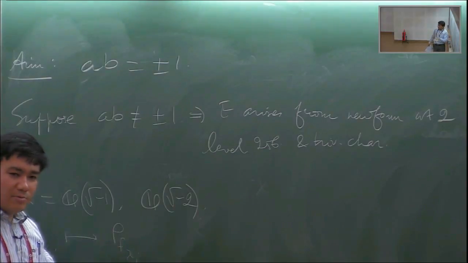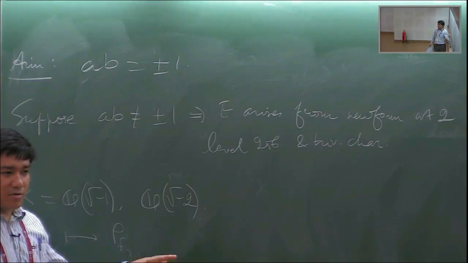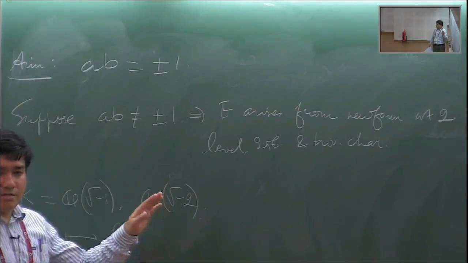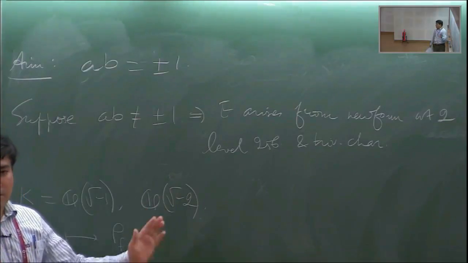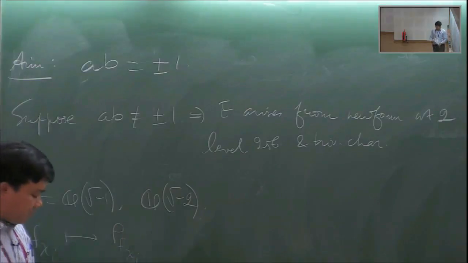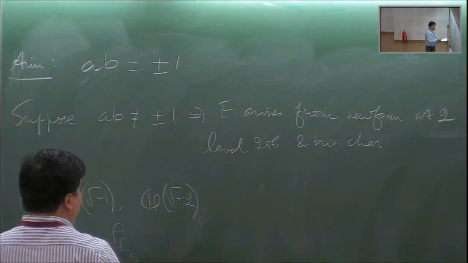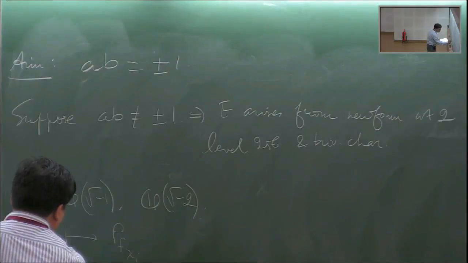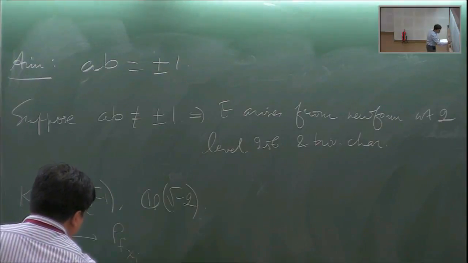Then the images are all well known. It's either GL2, or, if it contains SL2, then it will be the whole of GL2. Otherwise it's the normalizer of a split Cartan and so on, or otherwise it's reducible. So the images of this mod p are well known. Using that, you can knock off some cases, and finally you are left with only two cases: p is equal to 7 or 13.